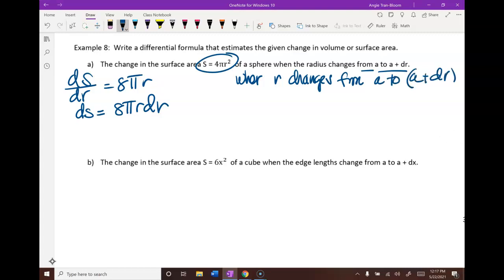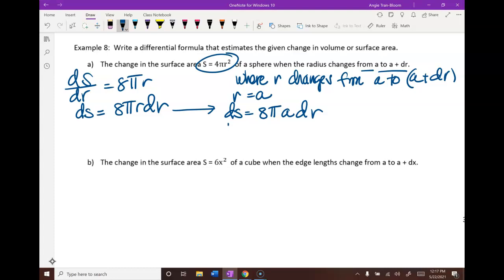Well, you guys, the formula has radius in there. Oops, we're forgetting an E. Well, radius can now be substituted with a. So if that is the case, this is now ds equals 8 pi times a and then times dr. And that's as far as we can go.